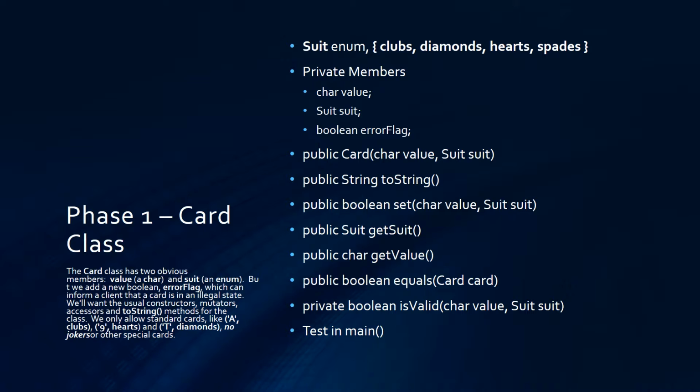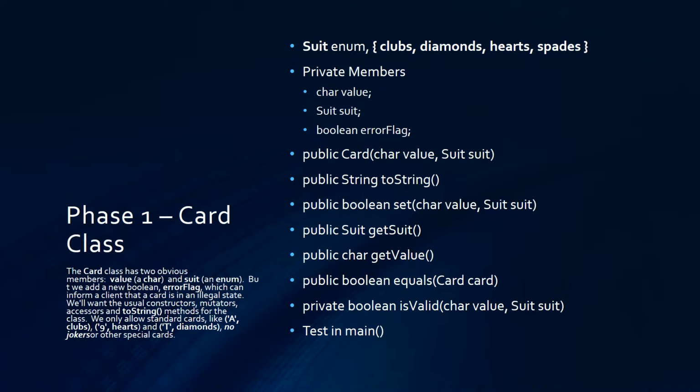In the card method, we pass value and suit to create a card object. The toString method provides a clean representation of the card. The set method is a boolean to accept legal values for suit and value. GetSuit and getValue are our accessor methods. We have a boolean equals method to return true if all members are equal. Our private method isValid returns true if the values of the card are valid.